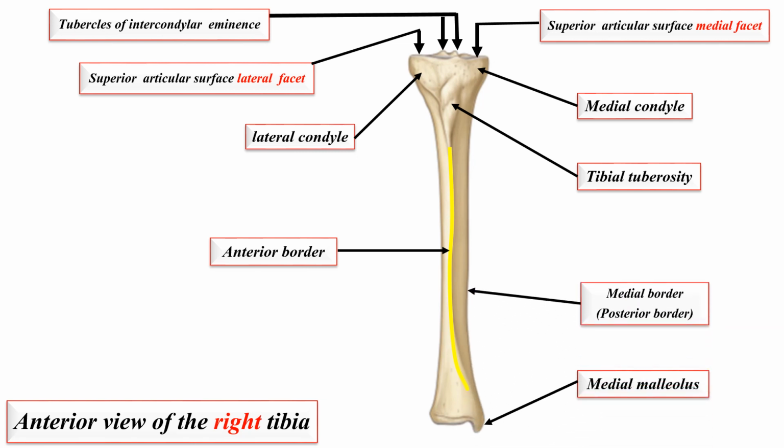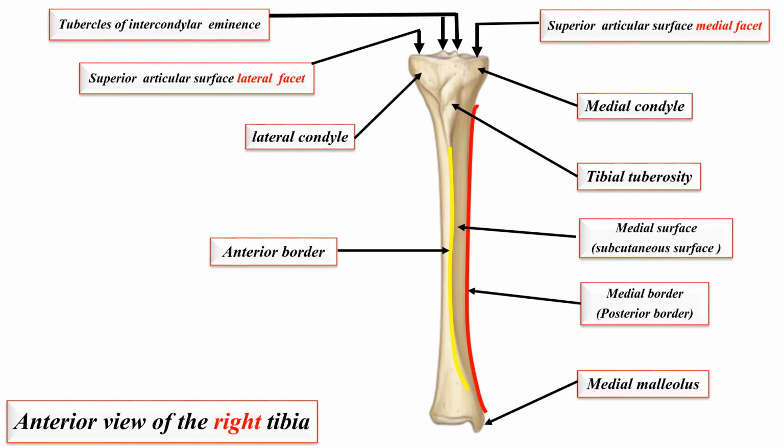This is the medial border. Also, it is called the posterior border. It runs into the posterior border of the medial malleolus. Between the anterior border and the posterior border, this is the medial surface. Also, it is called the subcutaneous surface. You can palpate it subcutaneously.